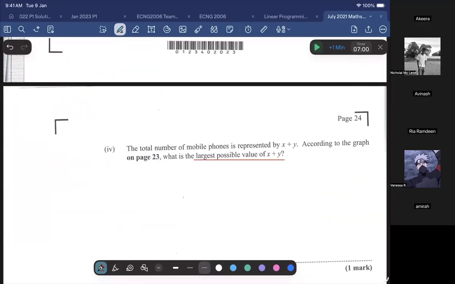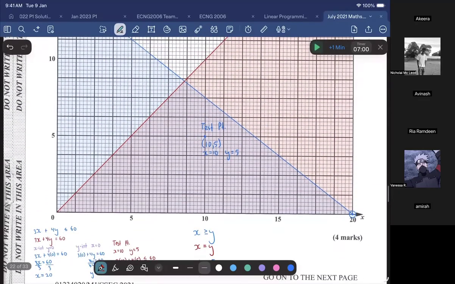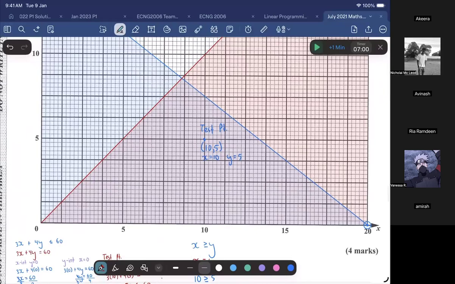Anytime I see words like largest, maximum, minimum, least, what are you looking at? Look at the last question. It's the same kind of format. Anytime you see words like least, biggest, smallest, largest, maximum, what are you looking out for? The vertices, yes. So if you look at the common region over here, the vertices are 0, 0, right?